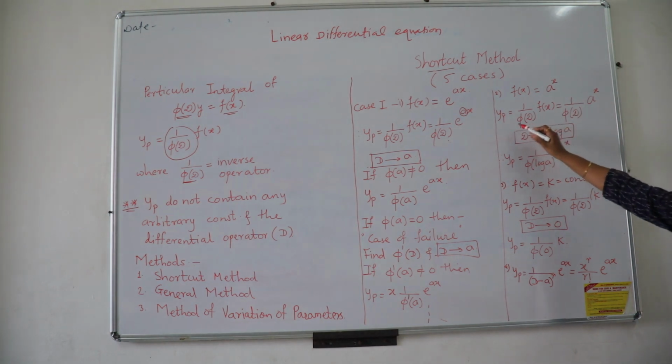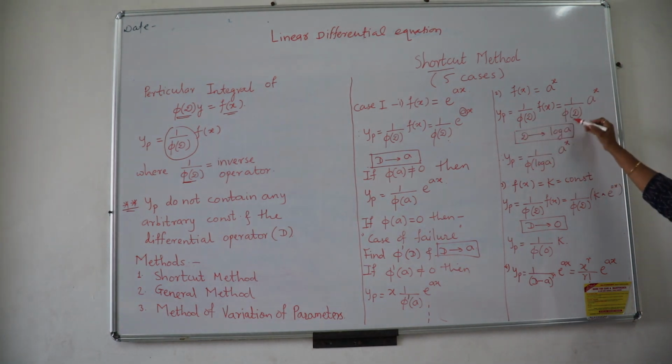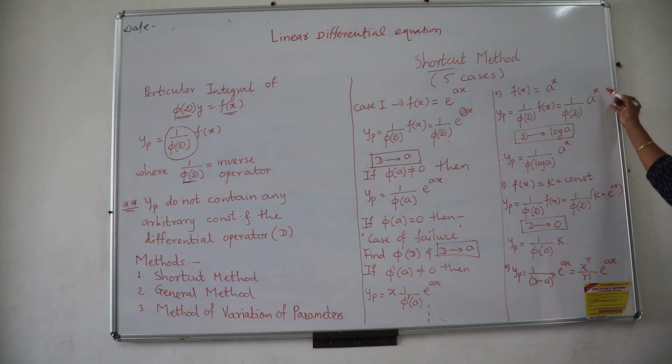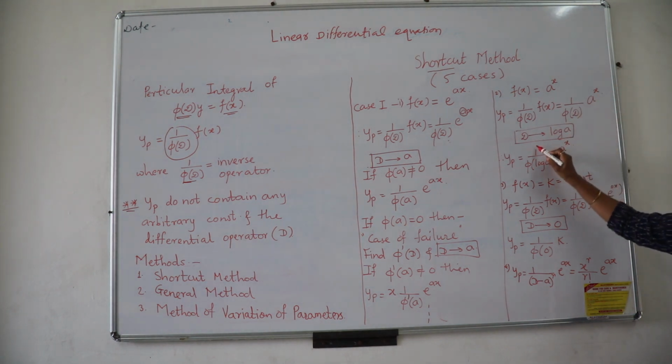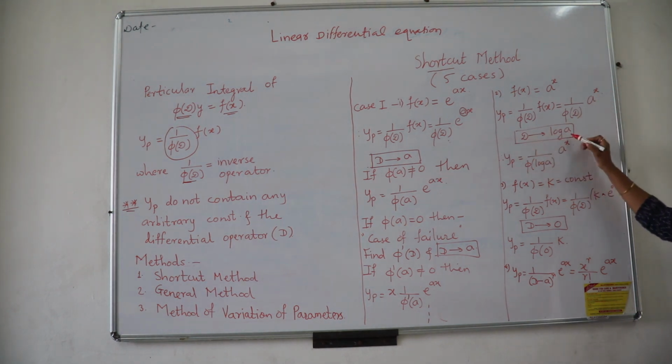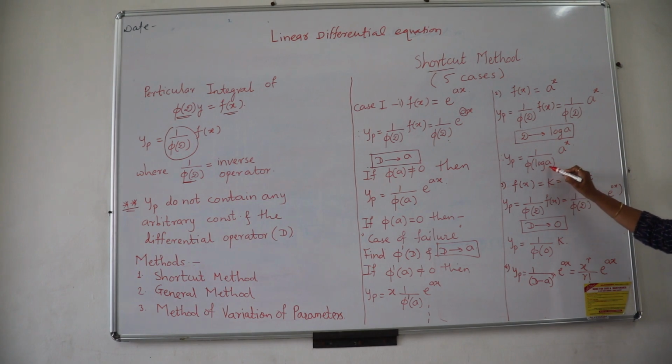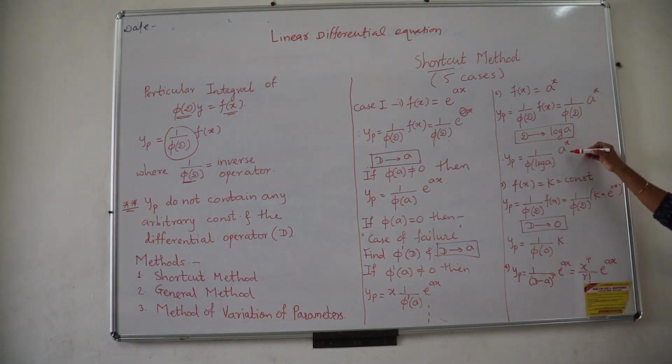So yp is 1 upon phi D into f(x), 1 upon phi D function is a raised to x. Now when it is a raised to x, what is the rule? D is replaced by log a. So wherever there is D, there is log a to be placed. So here phi of log a, because it doesn't become 0, and a raised to x is kept as it is.